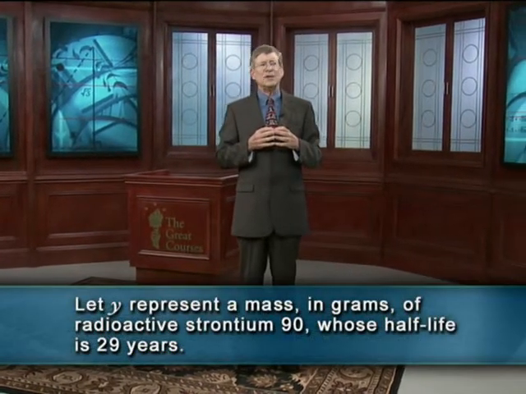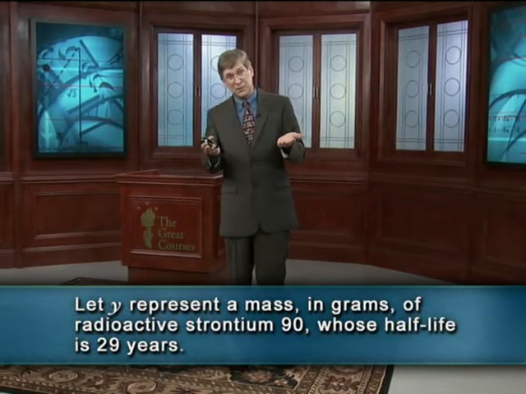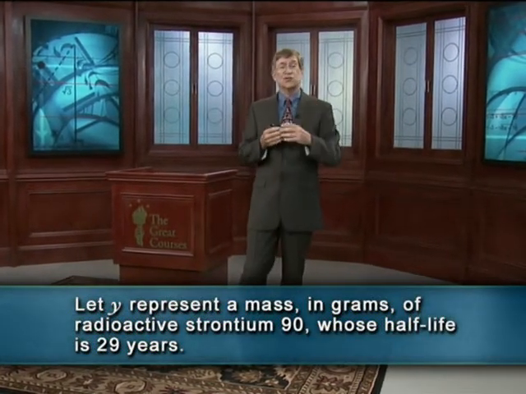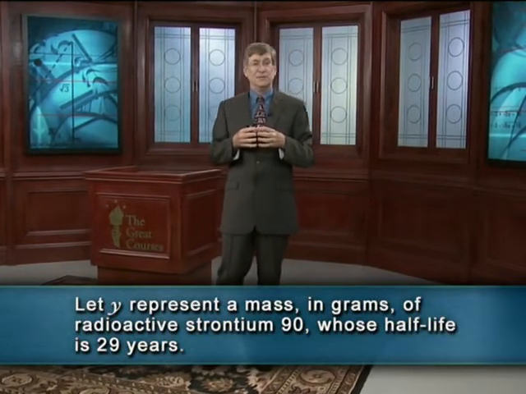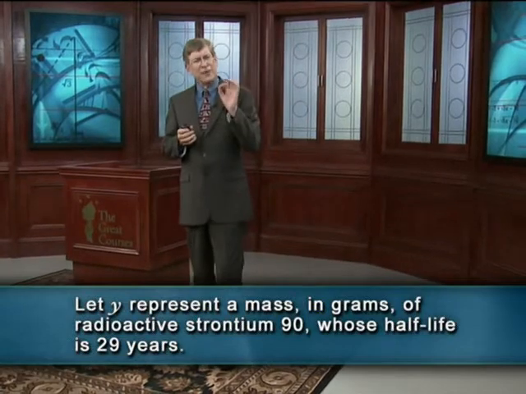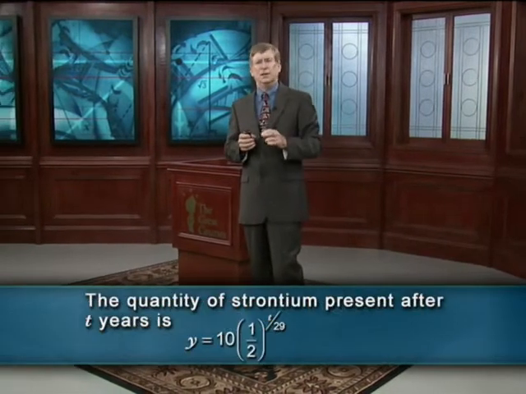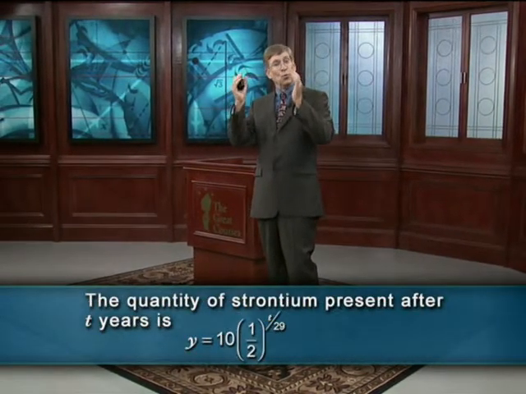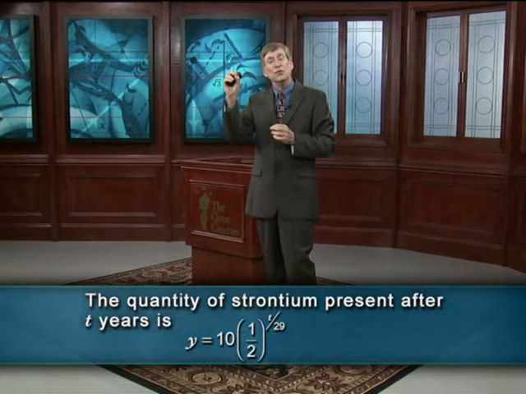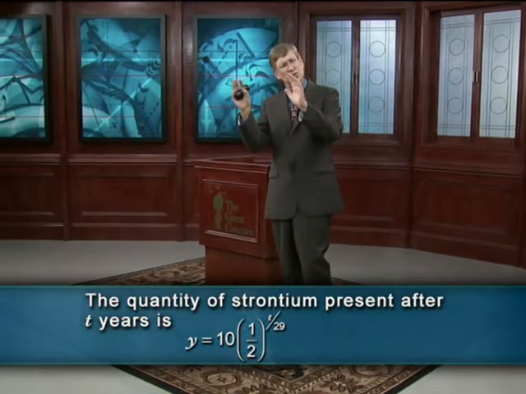Okay, time for an application. What are these good for? This is a neat application, and we'll see applications involving radioactivity a number of times in this course. Here's a fairly simple model. Let y represent the mass in grams of a radioactive substance, and we're going to use strontium-90, which has a half-life of 29 years. There's a model for how much strontium-90 you have after t years. I'll give you the model. It's 10 times (1/2) to the power t over 29. Kind of an awkward model, but you'll see how it works in a minute.